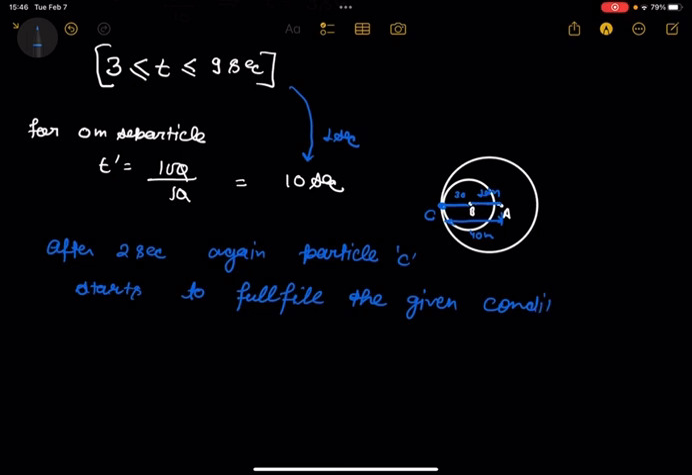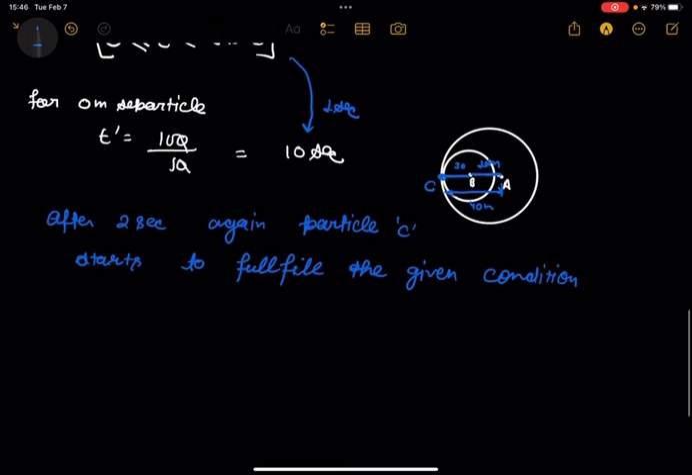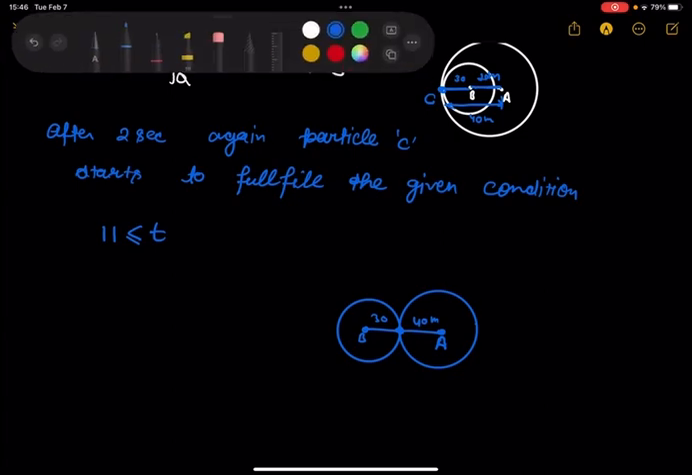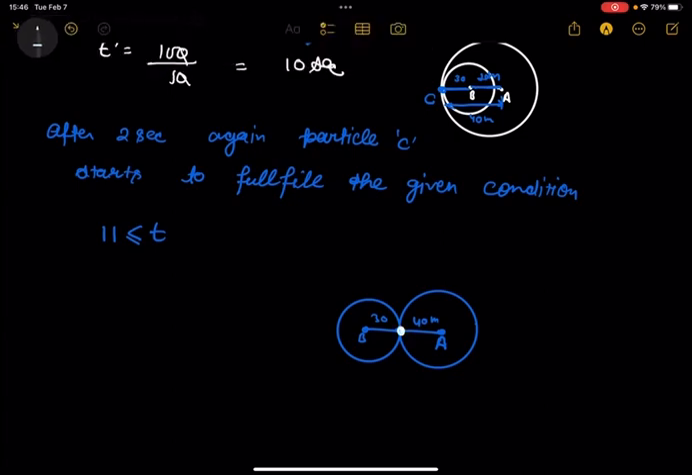So now, if the time is greater than or equal to 11 seconds, till when? Once again the separation reaches up to 70 meter. So this time is 3, this is 40 meter, this is 30 meter, this is B, this is C, this is A, sorry, so this point is called C point.